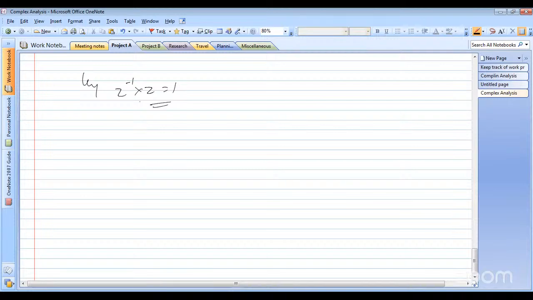Again, one definition we have to learn here. A non-empty set with two binary operations, called addition and multiplication, is a field if the following properties are satisfied. What are the properties we have to satisfy? z1 into z2, or z1 z2. Second property: 0 is unique.